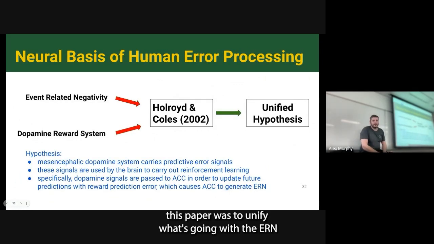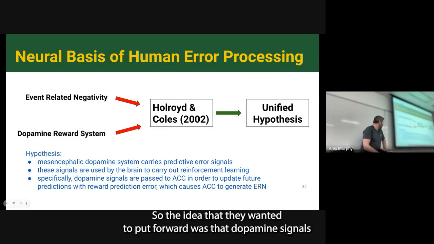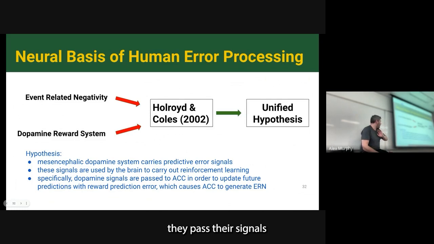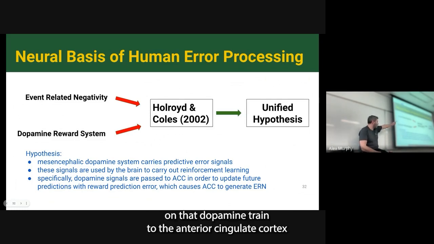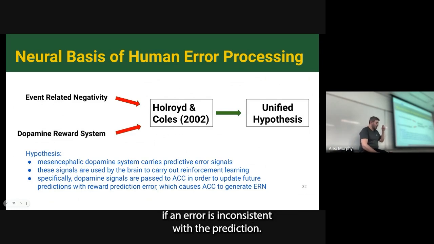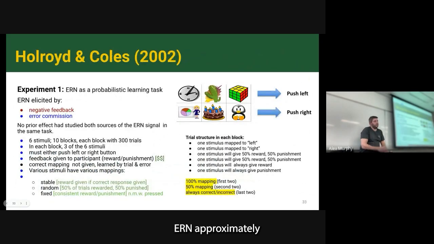So the fundamental idea of this paper was to unify what's going on with the ERN and also the dopamine reward system hypothesis. The idea they wanted to put forward was that dopamine signals start in the ventral tegmental area and the substantia nigra. They pass the signals to the anterior cingulate cortex in order to update the predictions, and once the dopamine arrives, if an error is inconsistent with the prediction, so there's a belief that an error has been made, this is what generates the ERN approximately 50 to 80 milliseconds afterwards.